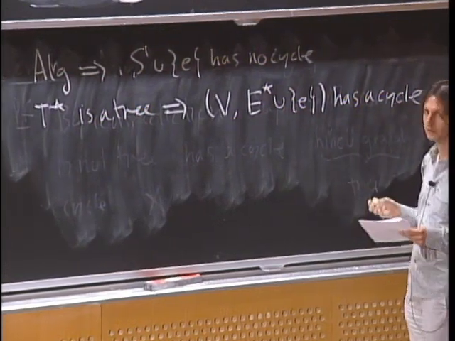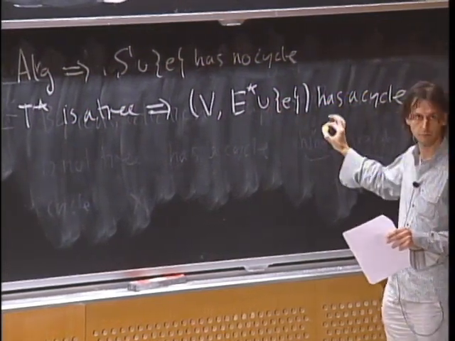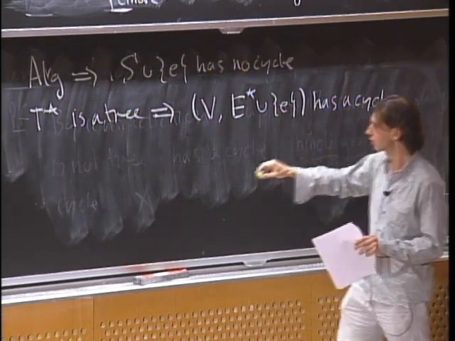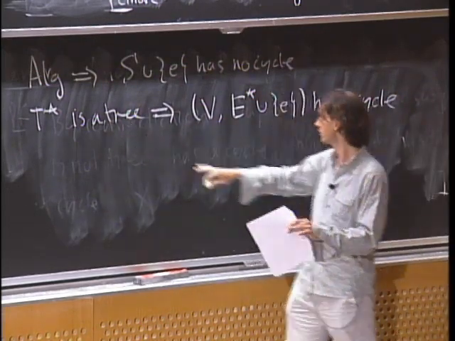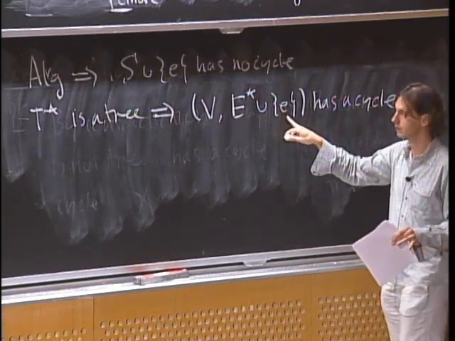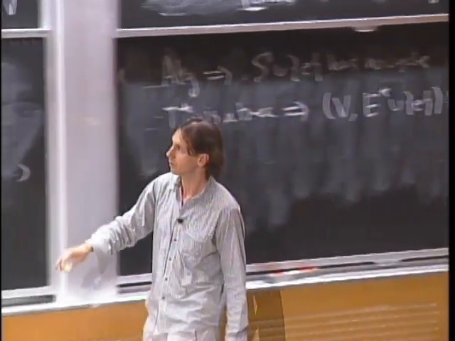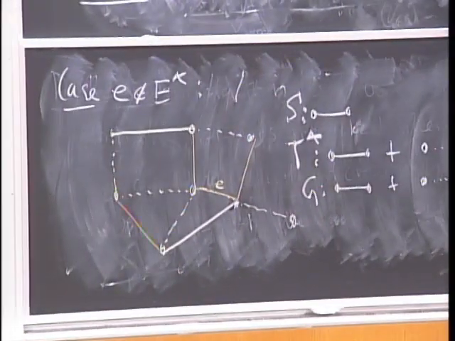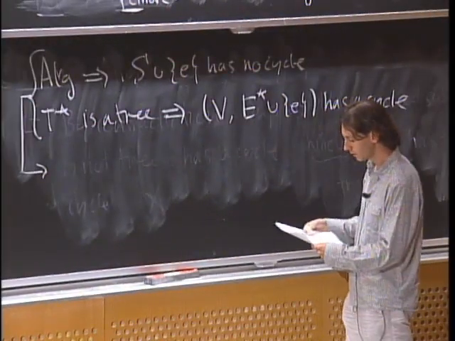Now, this property I will not prove right now, but it is pretty straightforward. It's a one-line proof actually in the book, so you can look it up. It simply states that if you have a tree, and we add another edge, an edge that is not contained in E star, then we will create a cycle.